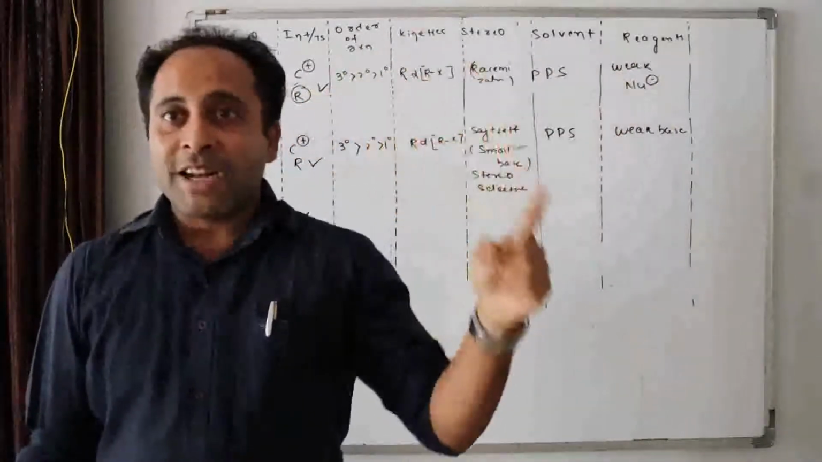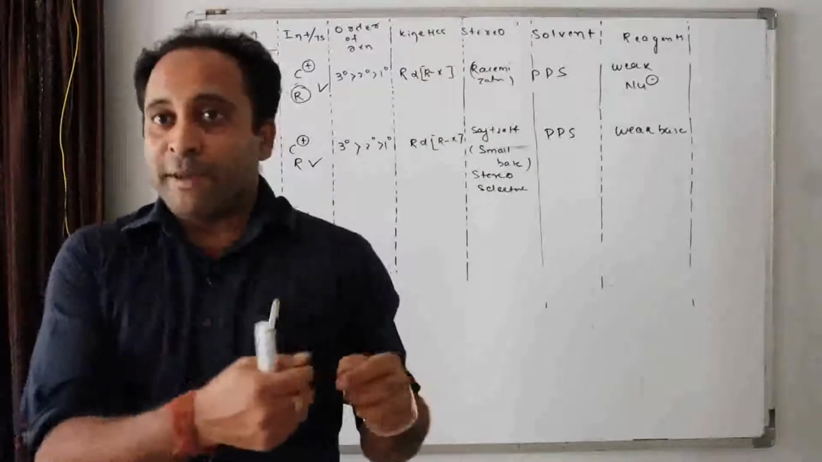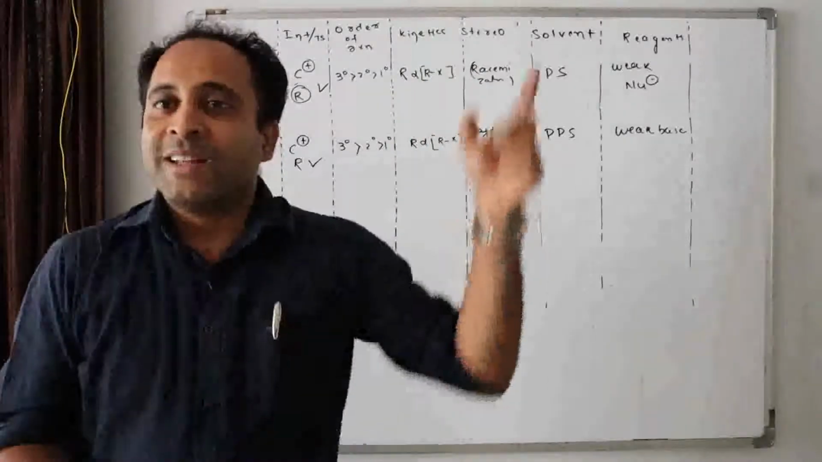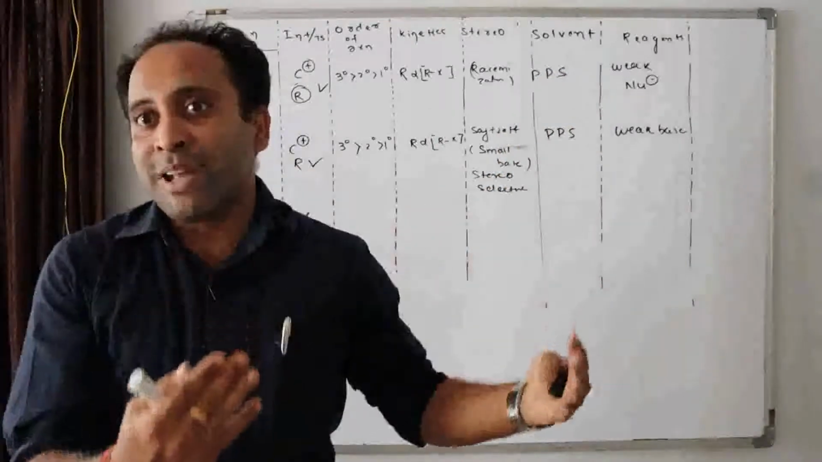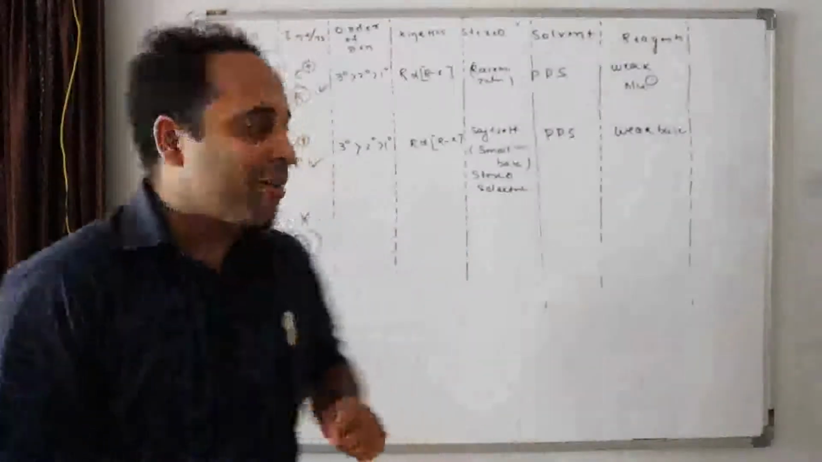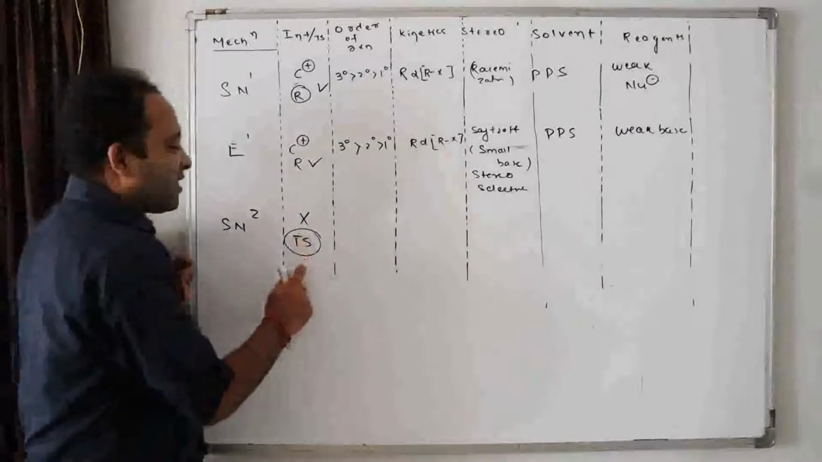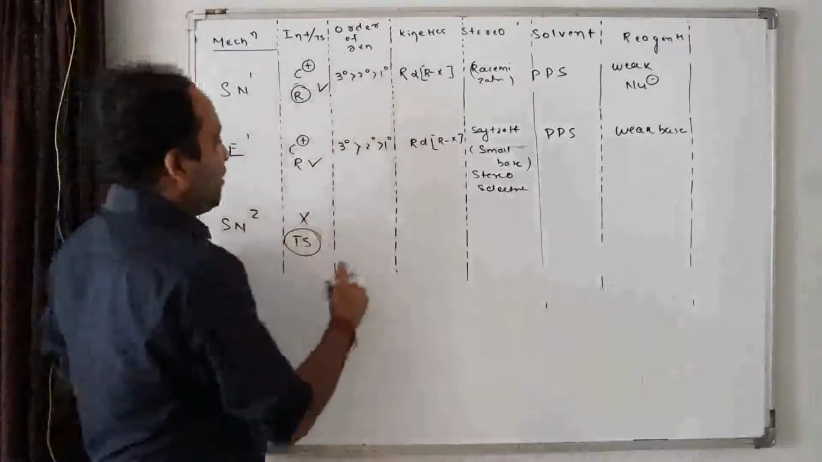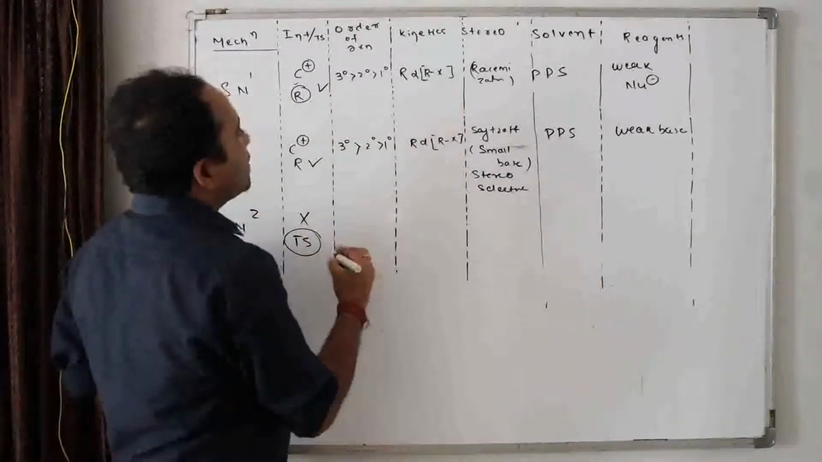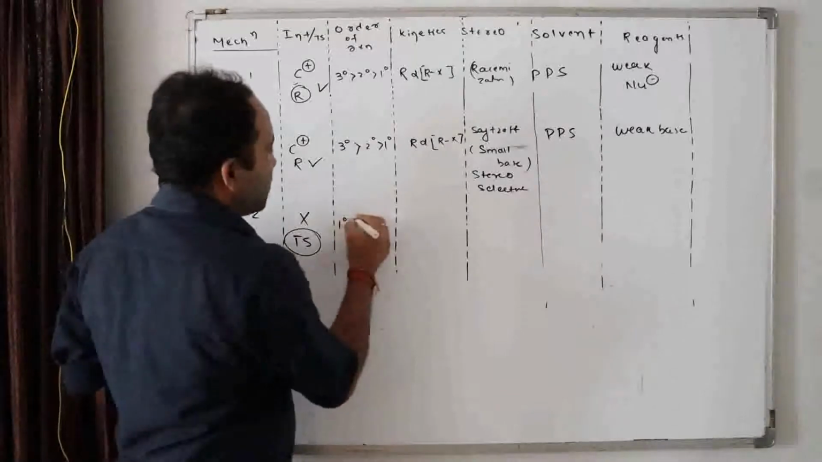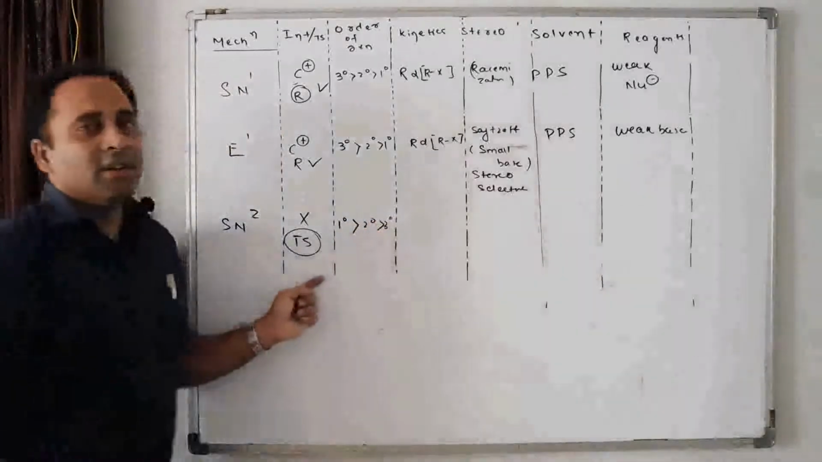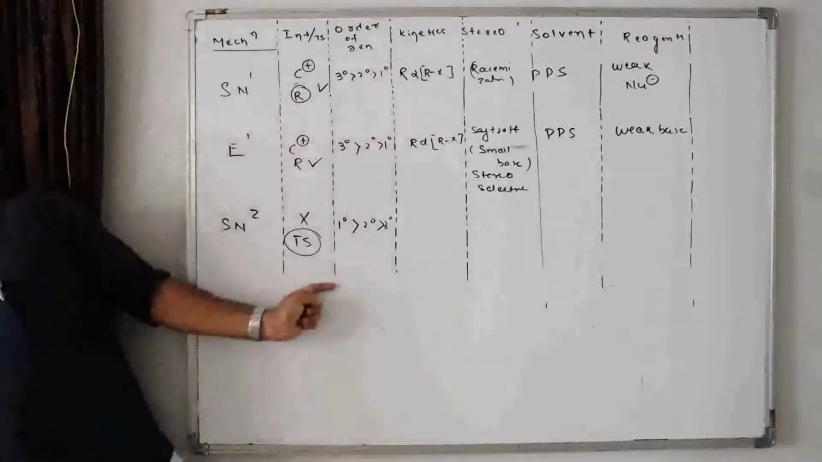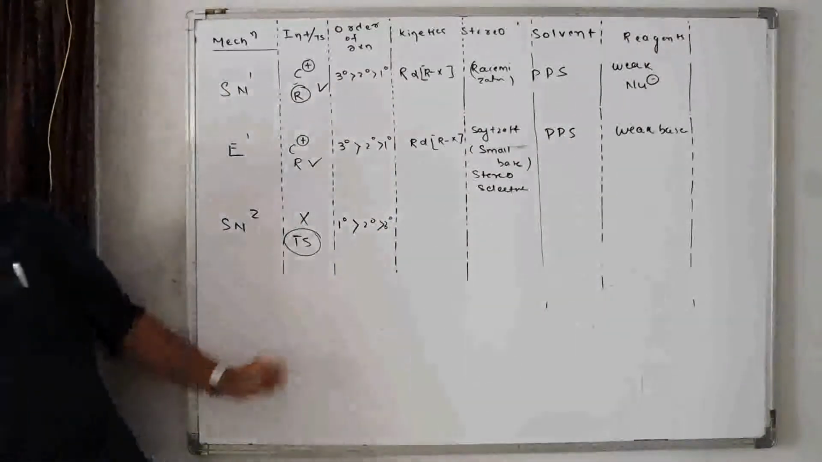Do you remember that if we attach a beta position electron withdrawing group, the negative charge will have a minimum magnitude and the transition state will be more stabilized and the rate will be higher. Do you remember or not? So here a transition state is formed and the order of SN2 is just the reverse: primary, secondary and tertiary. Okay, primary, secondary and then tertiary.